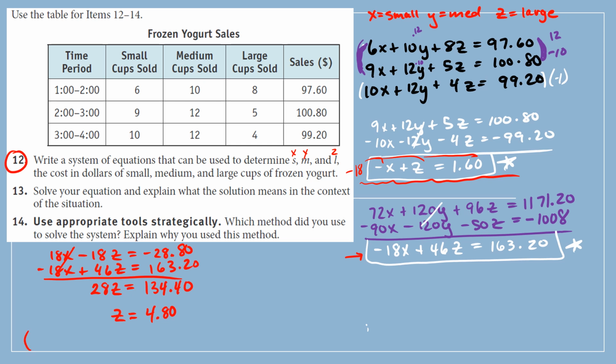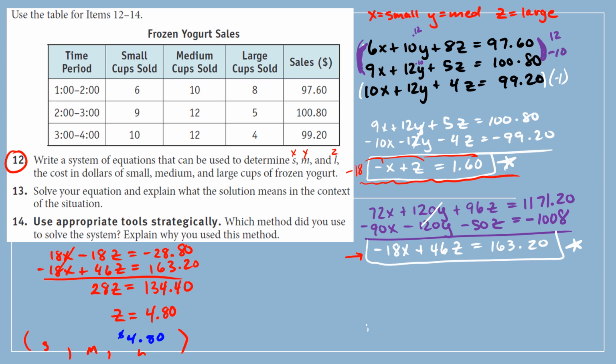Okay, so what we have figured out, let's see here. We'll do small, medium, and large, okay? And we just figured out Z, which is our large, right? So we figured out the larges are $4.80. And now we can take it and figure out what the other ones are.